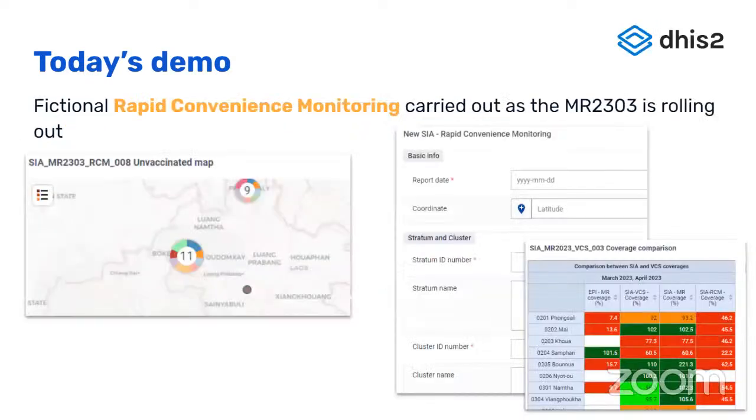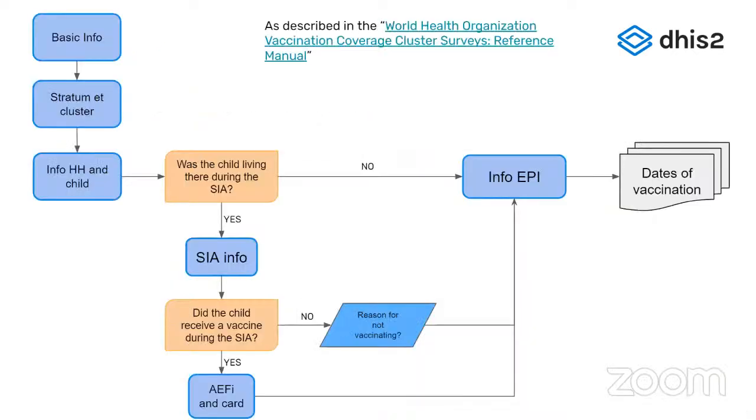Then, of course, we're also going to have a quick overview of an example of a rapid convenience monitoring that was carried out as this MR campaign was being rolled out. And we're going to see how this type of data can be collected and what kind of outputs you can obtain from these activities. And of course, this RCM in particular is going to be an event. You will see it, I will show you.